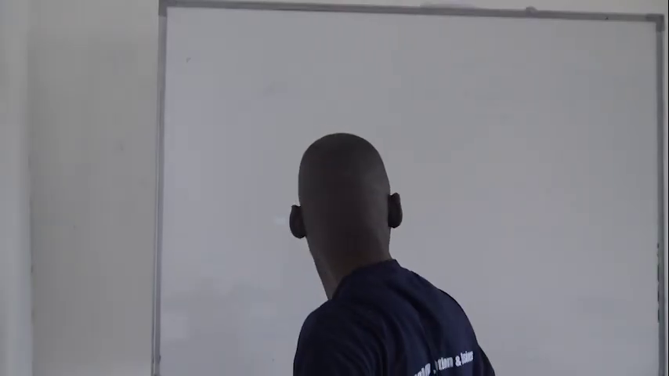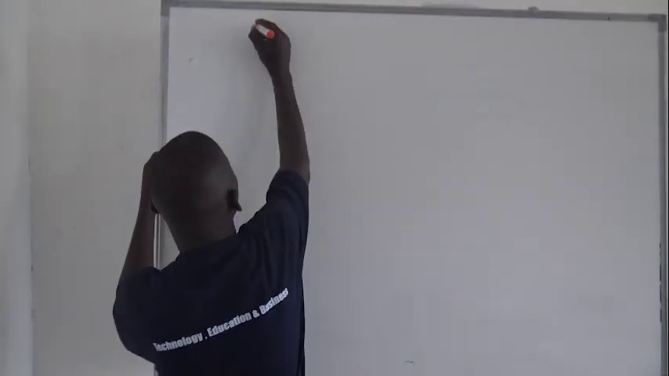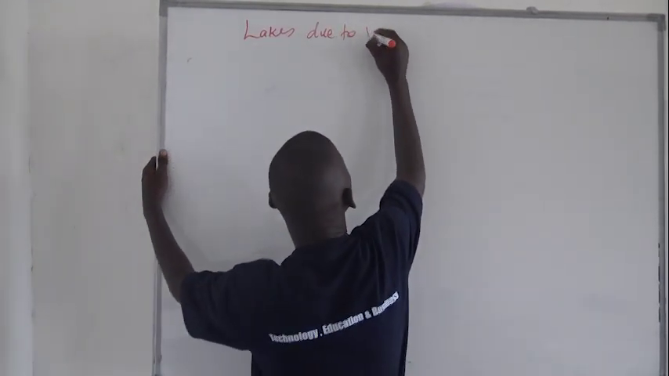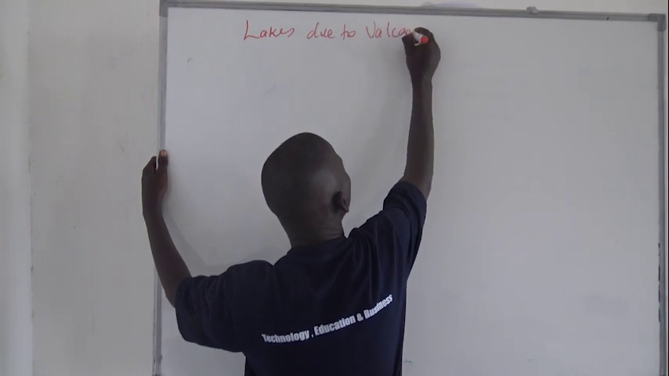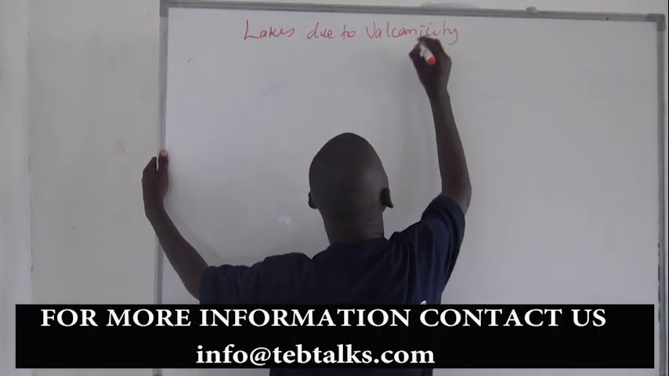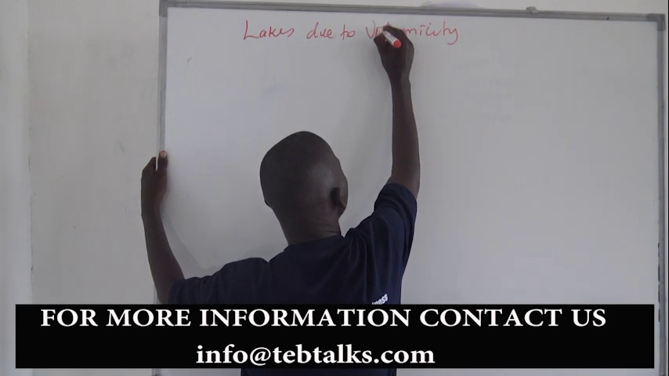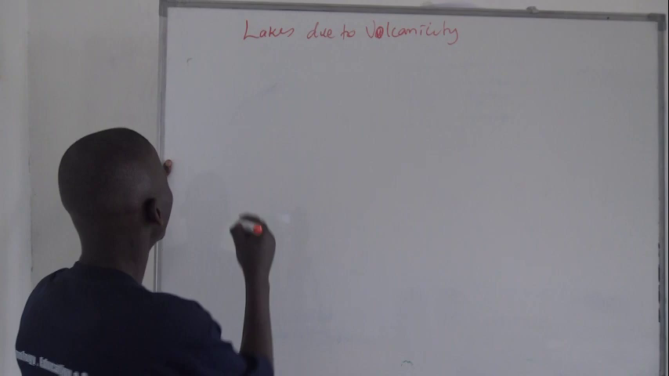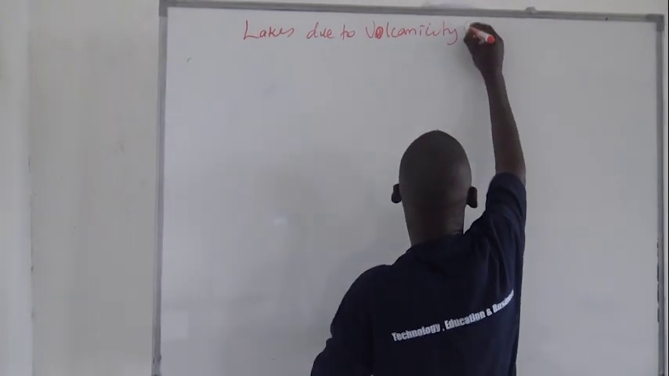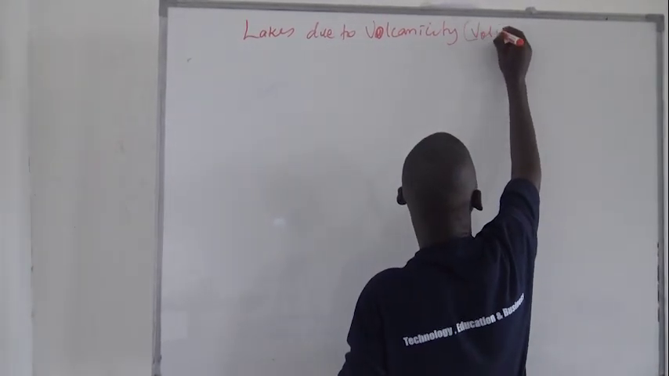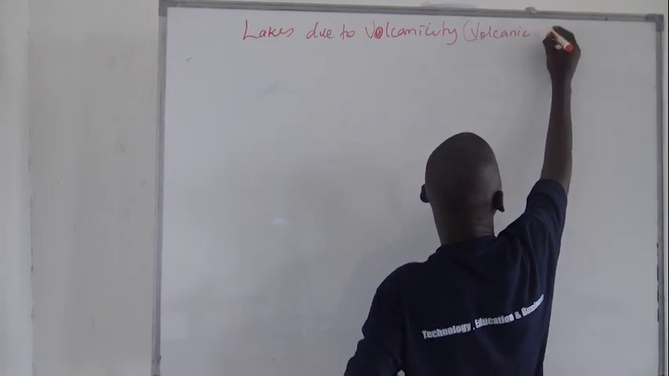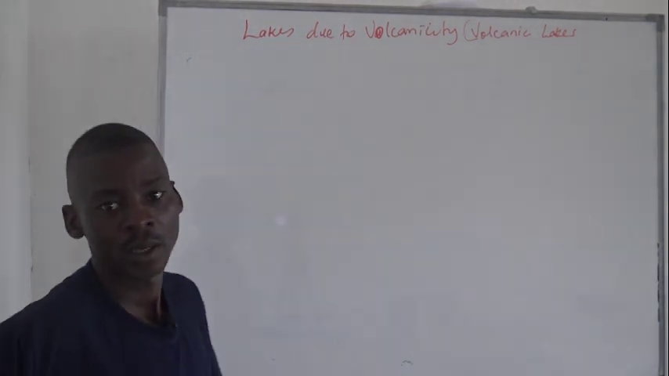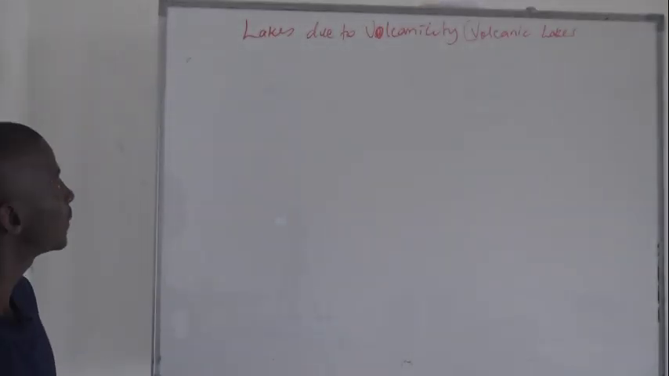Let's look at lakes due to volcanicity. Sometimes we call them volcanic lakes. So we know the process of volcanicity.